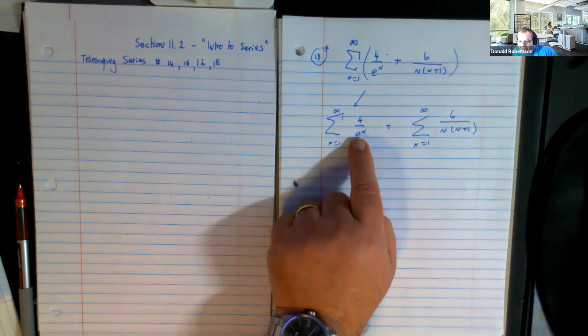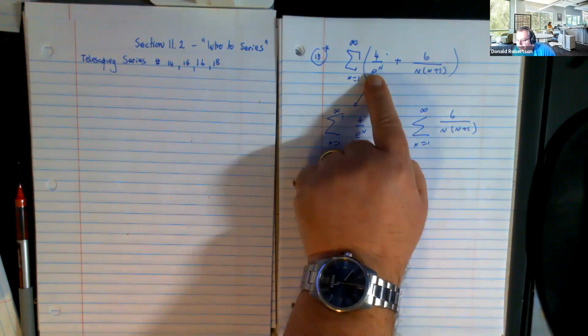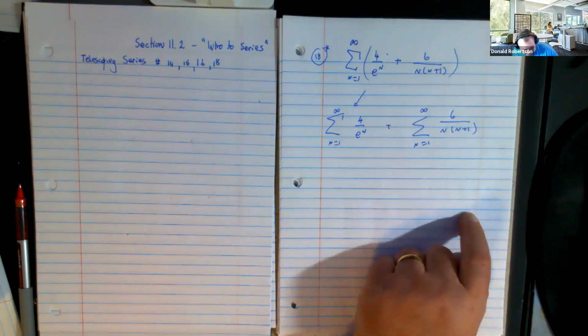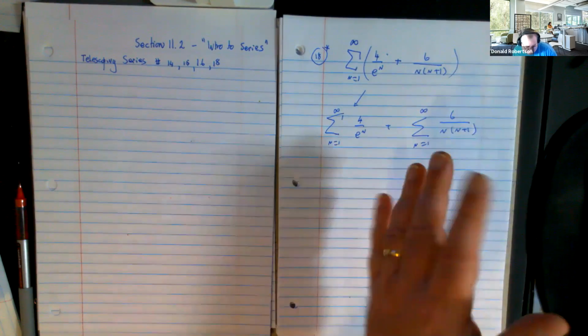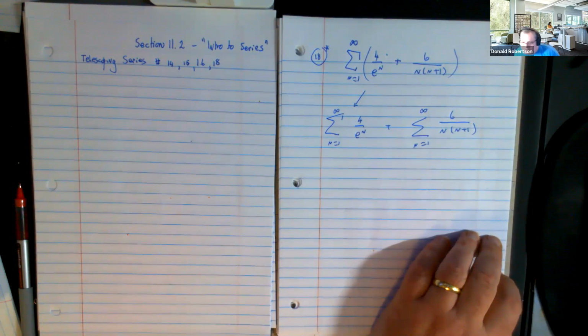If you find out that this one diverges, do you bother even looking at this one? Because if this one diverges, the whole series diverges. It wouldn't have, but if this one diverged, same answer, right?